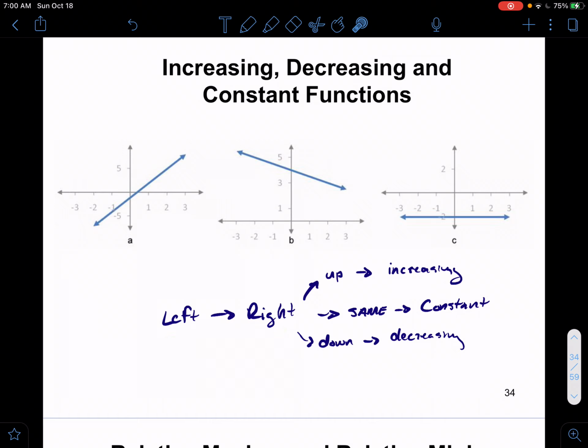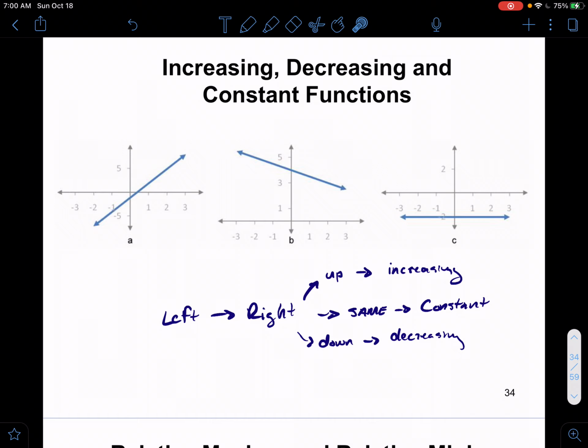So for graph A here, if I start on the left and I go to the right, I see that I slowly move uphill, which means this one is increasing. For graph B, if I start on the left and I work downhill, we would say that our graph is decreasing. And finally, for graph C, I start on the left and I stay the same all the way. My y value does not change, which means that our graph is constant.